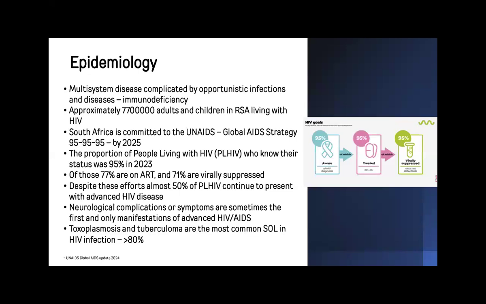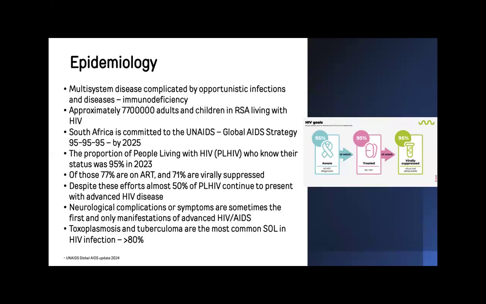So HIV is a multi-system disease that causes chronic immunodeficiency and is thus complicated by opportunistic diseases and infections. There are approximately 7 million adults and children in South Africa living with HIV. It represents 18% of the population. South Africa is committed to the Joint United Nations Programme on HIV and AIDS, known as UNAIDS, Global AIDS Strategy 95-95-95, which aims, by the end of 2025, to have 95% of people living with HIV know their diagnosis, 95% of them on antiretroviral treatment, and 95% of people virally suppressed.